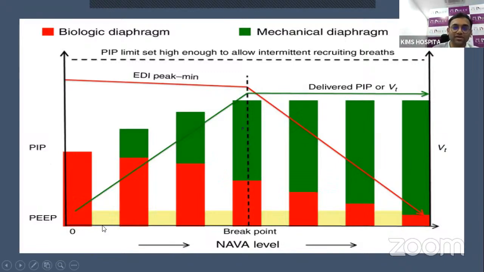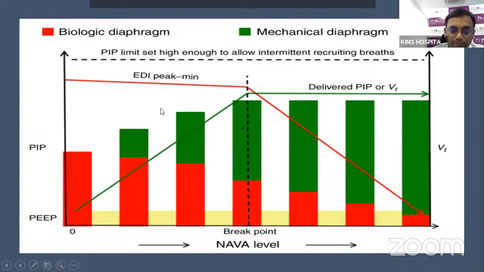As we slowly increase the NAVA level, the workload on the baby is decreasing, and the workload done by the ventilator is increasing. At a very low level, the baby is completely taking the work of breathing. At a very high level, the ventilator is completely taking the work of breathing.